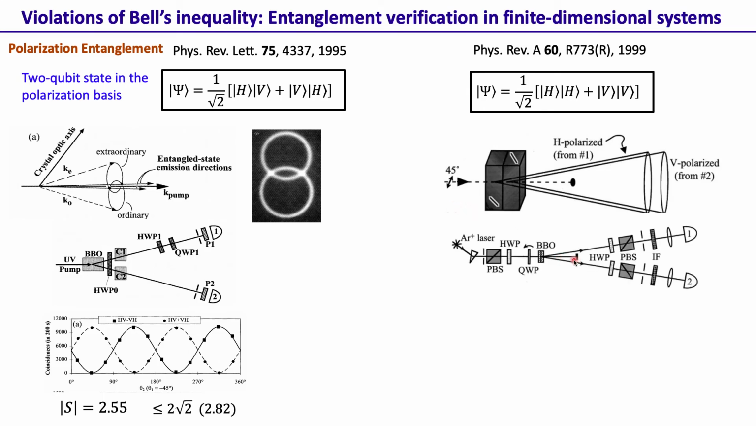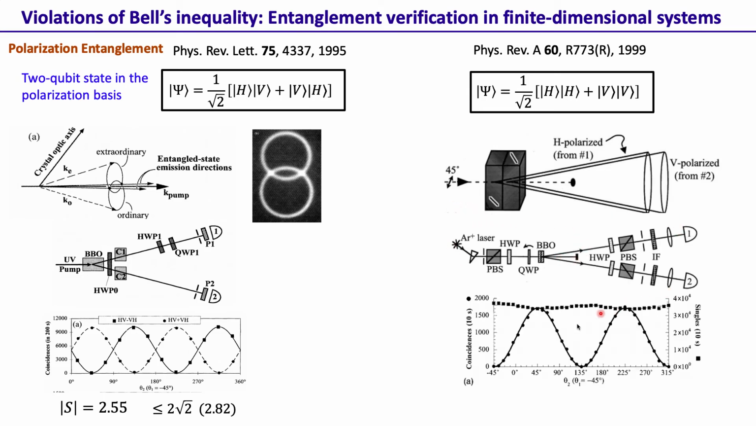So in this setup, when we do the experiment, we see a very similar cosine squared theta 1 minus theta 2 type dependence. And in this experiment, the Bell parameter that was measured was 2.70.